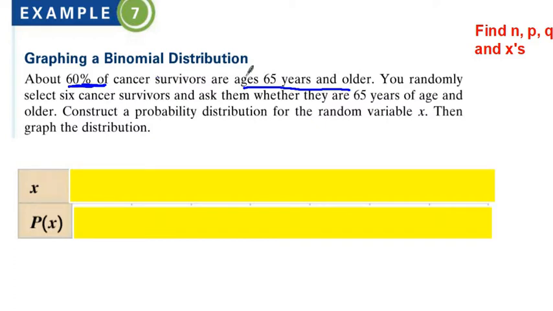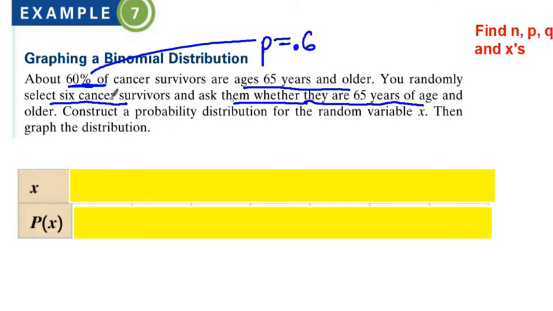Okay, so this is a binomial. We're trying to pick 6 people and see a success would be if we pick someone who's 65 or older. So that means the chance of success is 60%. And we're picking 6 people, so n is 6. And what could x be? X is the number of successes.